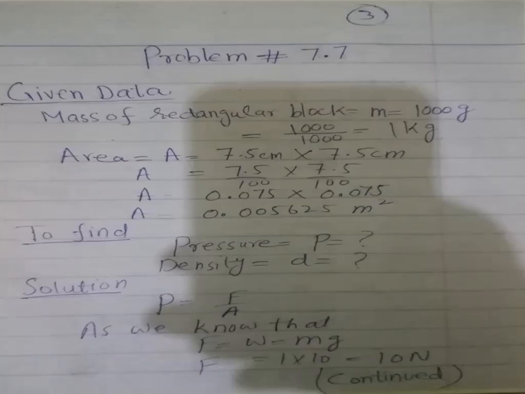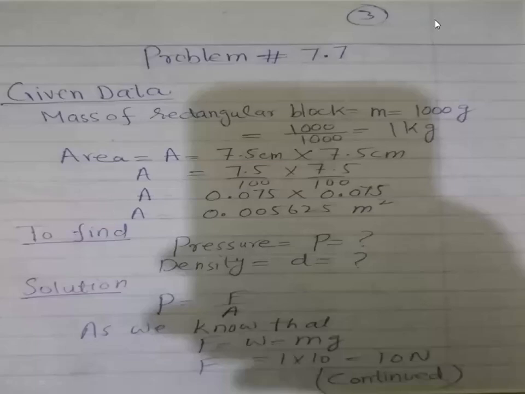So, a uniform rectangular block of wood 20 centimeter by 7.5 centimeter by 7.5 centimeter and a mass of 1000 grams stands on a horizontal surface with its longest edge vertical. Find the pressure exerted by the block on the surface and density of the wood. So these two things are required. First thing is pressure we need to find out, and density of the wood we need to find out. Two things are required and we are given volume and the mass.